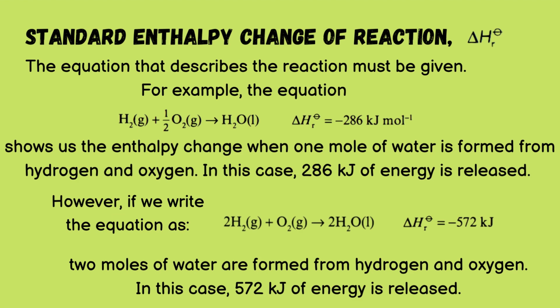For example, H2 plus half O2 gives H2O. ΔHR standard equals minus 286 kilojoules per mole. This shows us the enthalpy change when 1 mole of water is formed from hydrogen and oxygen. In this case, 286 kilojoules of energy is released. However, if we write the equation as 2H2 plus O2 gives 2H2O, ΔHR becomes minus 572 kilojoules. 2 moles of water are formed from hydrogen and oxygen. In this case, 572 kilojoules of energy is being released.